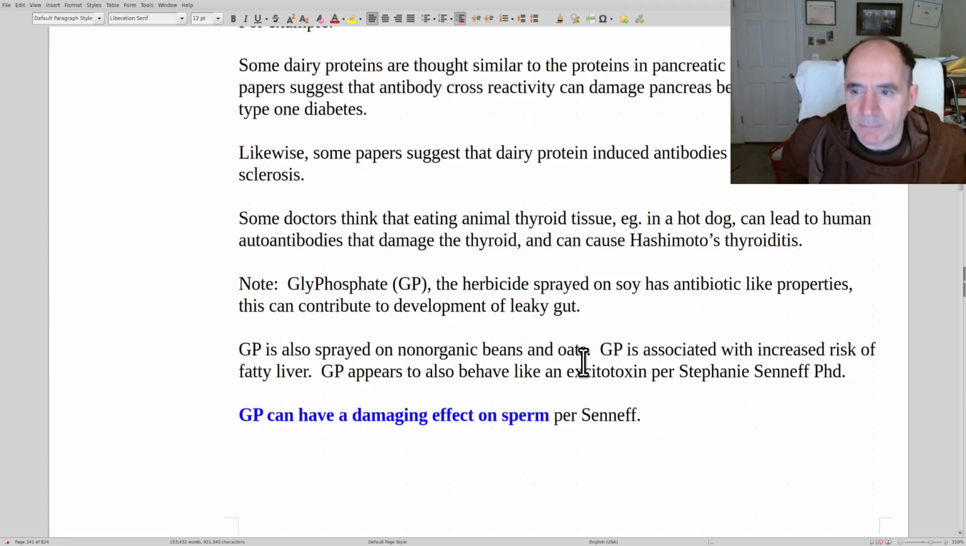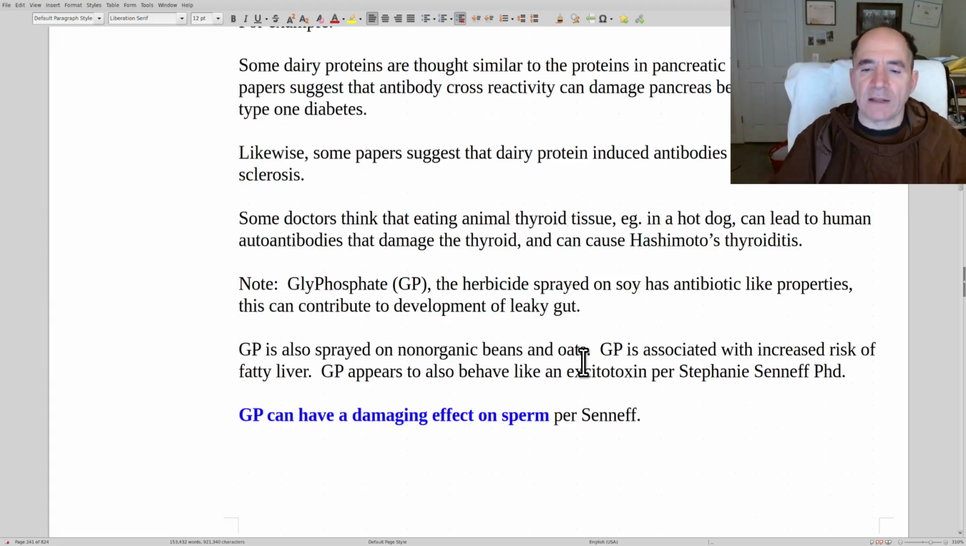Some people think too, like McDougall will give you a lecture and he'll say you eat a hot dog, which is a ground up animal, and there'll be some thyroid ground up in there, and then you can get the same problem in the context of leaky gut with autoantibodies to the thyroid tissue cross-reacting with your own tissue, and he thinks that's the main reason to cause Hashimoto's thyroiditis.